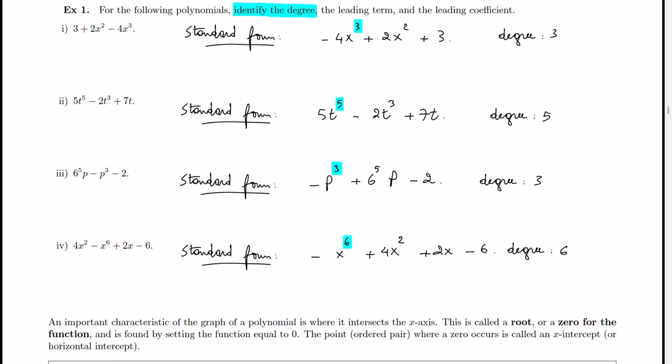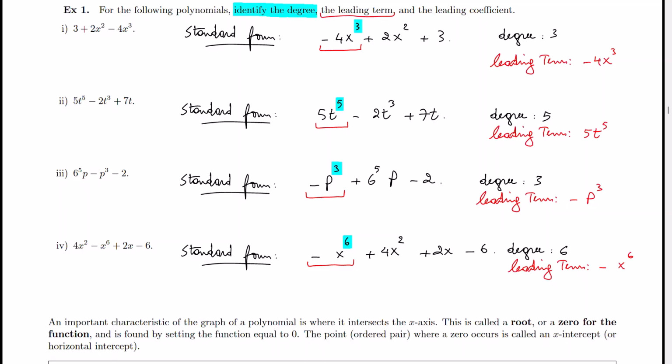So next, let's decide the leading term. The leading term is the term that has the highest power. In the first case, it's negative 4x cubed. In the second case, it's 5t to the power 5. Then negative p to the power of 3. And finally, negative x to the power of 6.